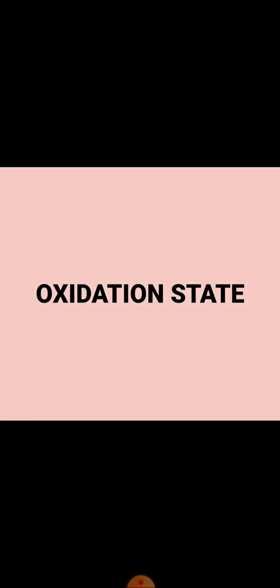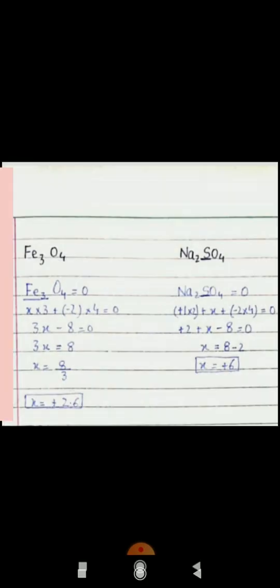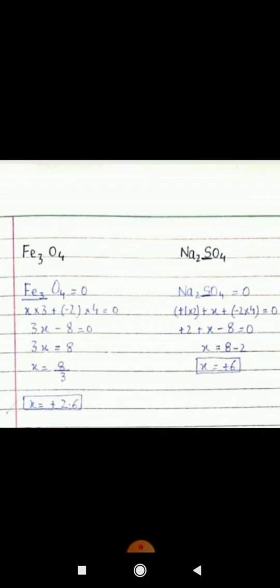In the previous lecture, we discussed oxidation state and how to calculate the oxidation state of different elements in different compounds. Now we calculate oxidation state in two more compounds. The first compound is magnetic iron oxide. Its formula is Fe3O4.